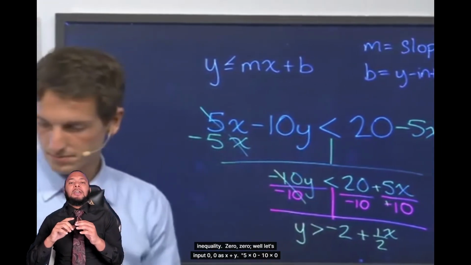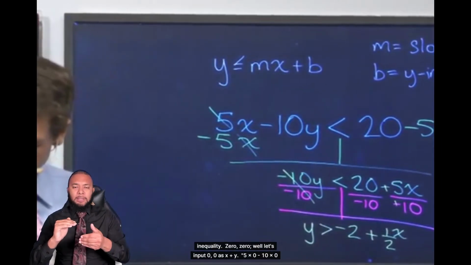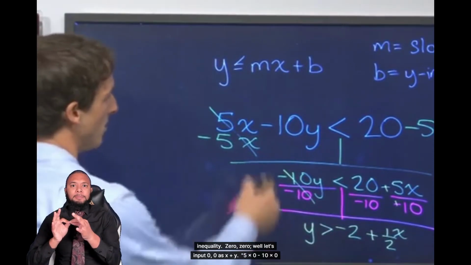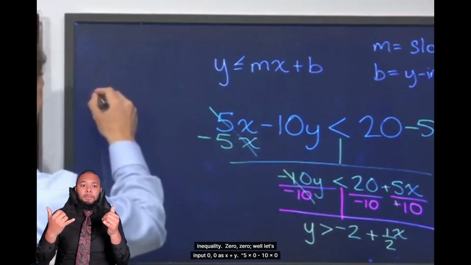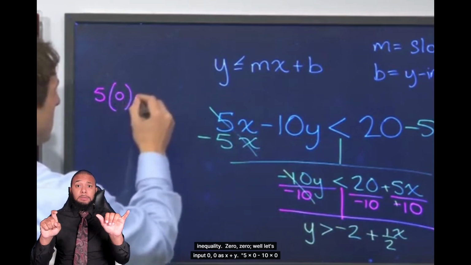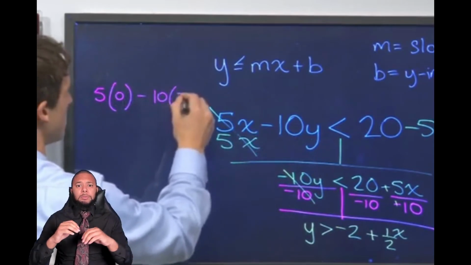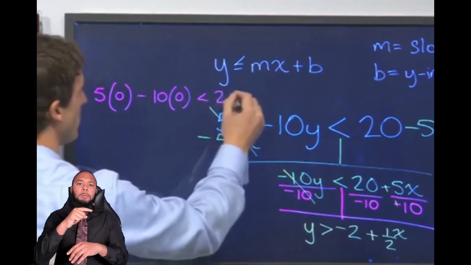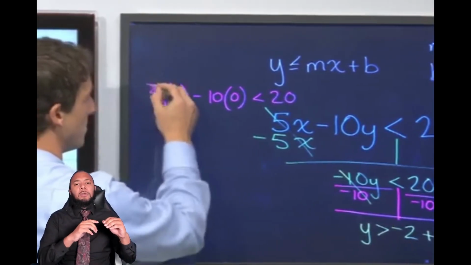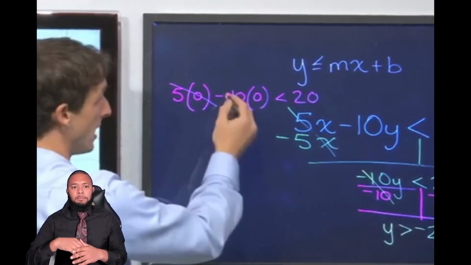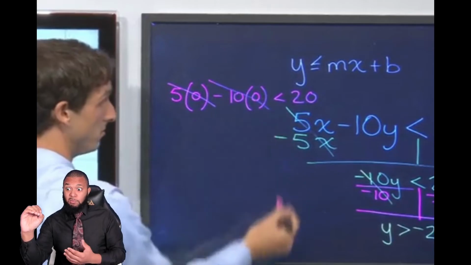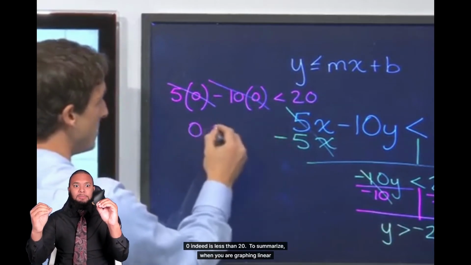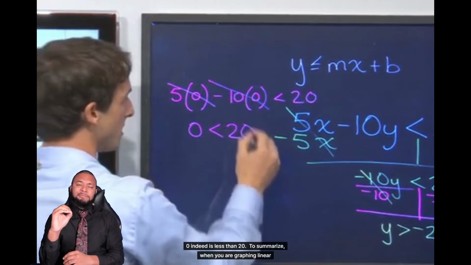0, 0. Well, let's input 0, 0 as x and y. 5 times 0 minus 10 times 0 is less than 20. Well, 5 times 0 is 0. Negative 10 times 0 is 0. And 0 indeed is less than 20.